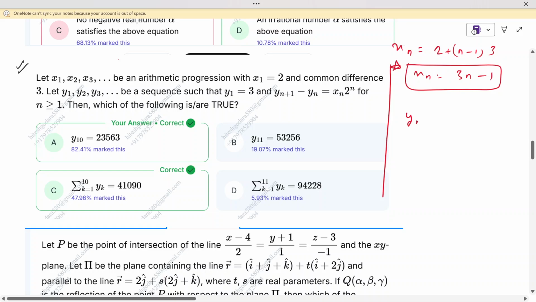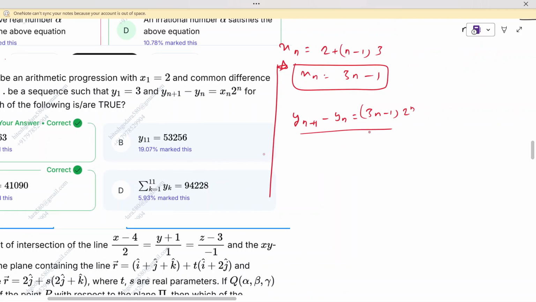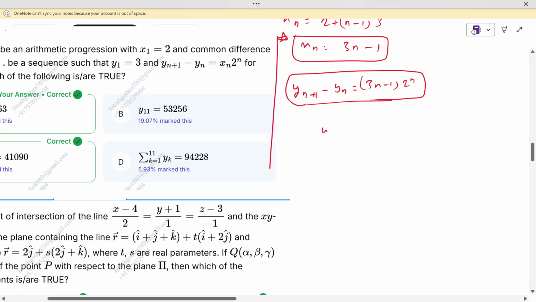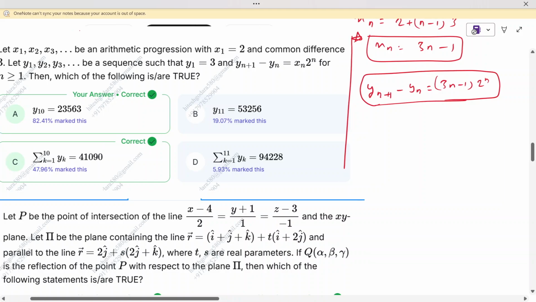So I'm getting yn plus 1 minus yn should be equal to xn, which will be 3n minus 1 into 2 to the power n. So when I divide by 2 to the power n plus 1 on both sides, so you are getting what? yn plus 1 upon 2 to the power n plus 1. Achha, no. I guess that does not become telescopic after that. So that's why. Okay. See.